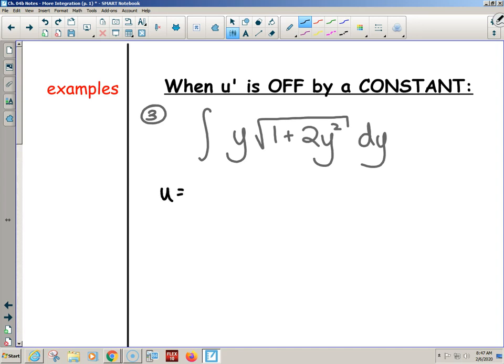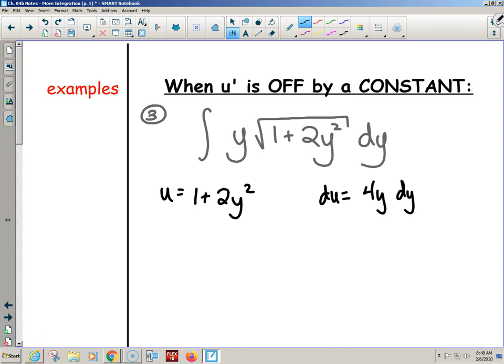Very clever. Who's u? One plus two y squared. That's the easiest part. The derivative of u is 4y, and then times dx, which is dy. Is that okay?